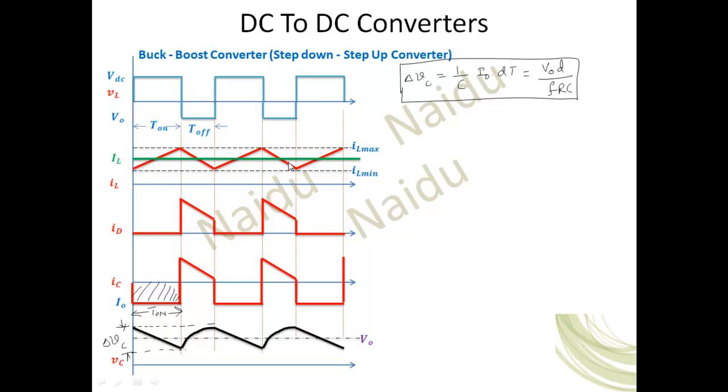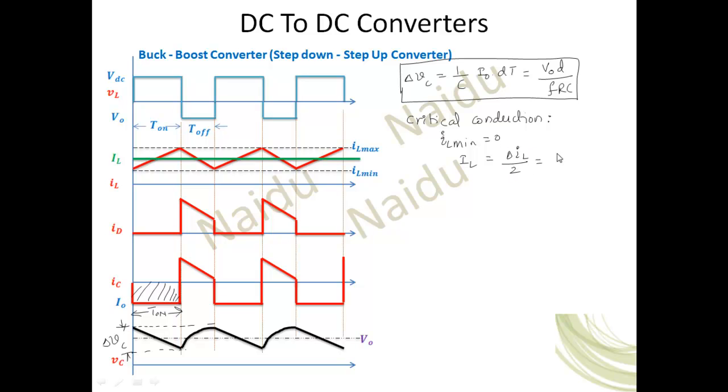Okay, then critical conduction. What's the critical conduction? Critical conduction is nothing but the inductor current just touching 0 and then increasing to its max value, then 0, then increasing to max value again, like that. In that case, as we already discussed, IL min must be 0. IL min is nothing but IL minus delta IL by 2. So in that case, IL equals delta IL by 2.